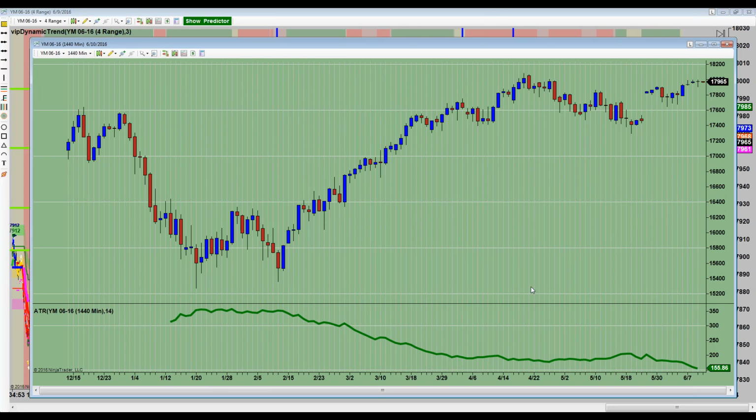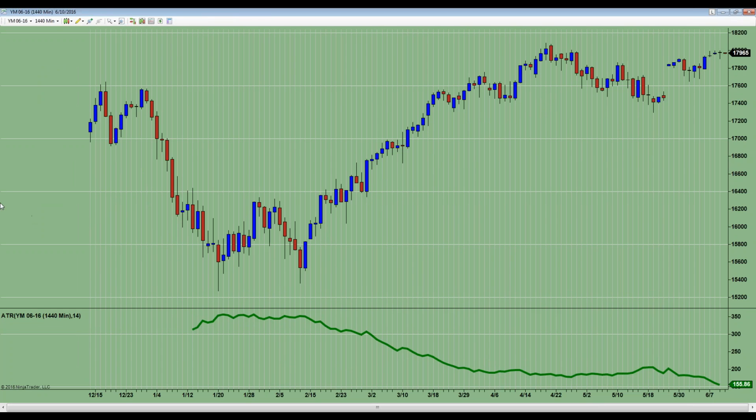Okay. This is a 1440-minute chart, and it's just a regular bar chart. I don't have any indicators on here. The only thing I have down here is the average true range, ATR, set to a 14 period. That's standard ATR. Just a standard out-of-the-box ATR on a 1440-minute candle chart. Now, let me make this full screen so I can just really illustrate my point here.